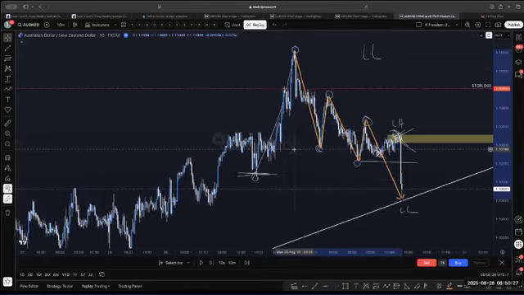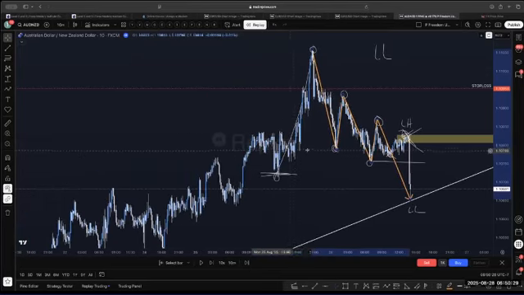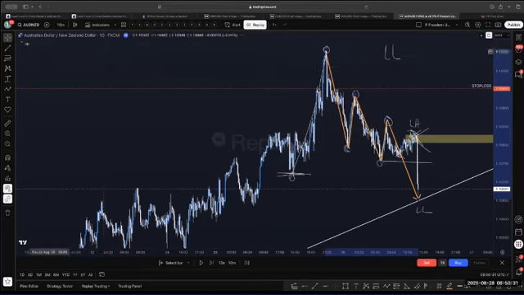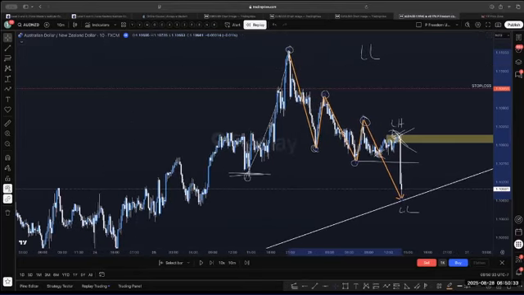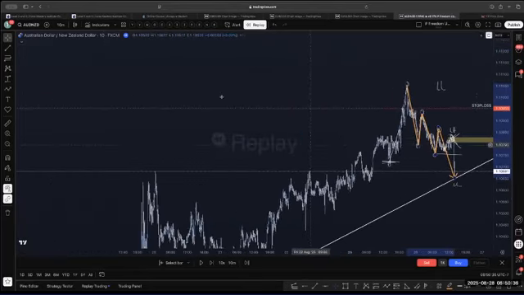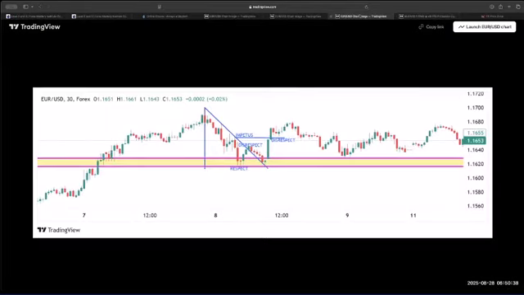Let me do this again. Let me see what we can do here. See if we can find another example that's that textbook. Okay? Actually, let me just go back to this example.